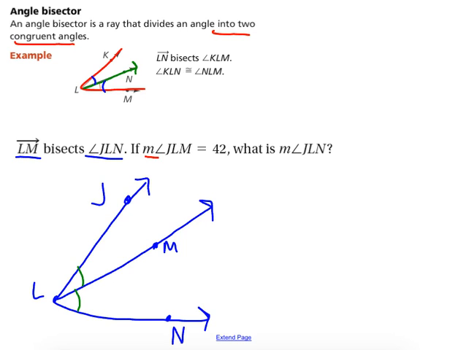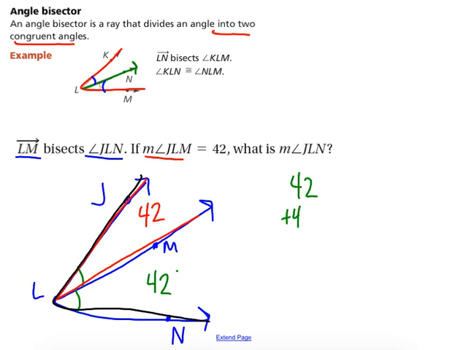If the measure of JLM is equal to 42, so JLM. So if this guy's 42, what is JLN? So JLN is here. I want to know what the big angle is. Well, if I know that this small guy is 42, I know that this has to be 42. So to get the big angle, we just add them together. 42 plus 42 gives me 84.